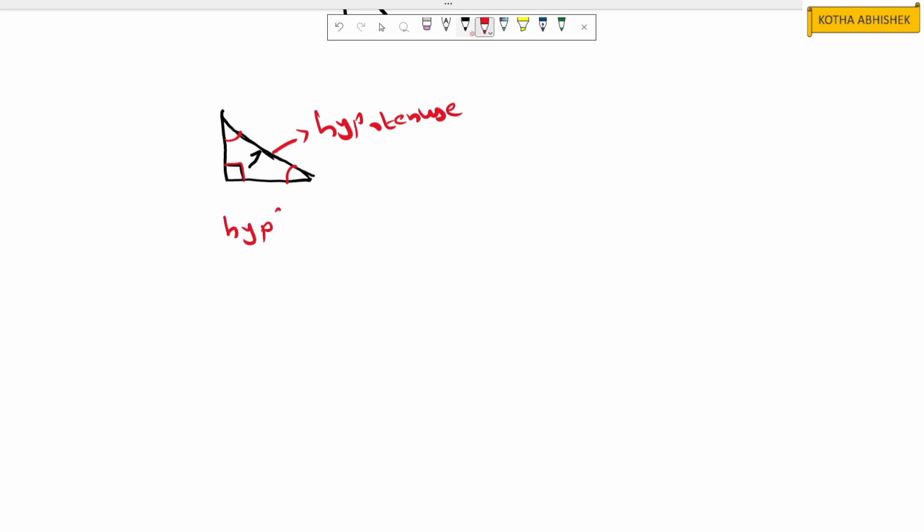Hypotenuse square equals base square plus height square. If this is the hypotenuse, and you take the square of this hypotenuse, then that is exactly equal to the sum of the squares of this base and this height. So hypotenuse square equals base square plus height square.